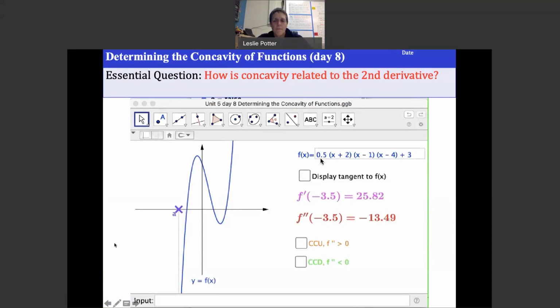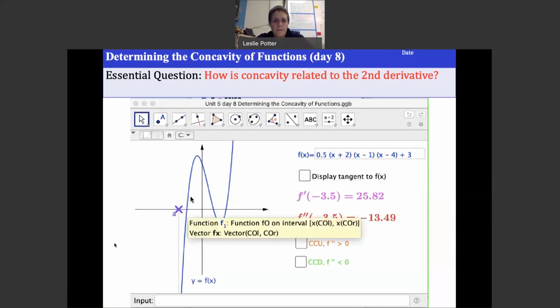Here's the polynomial. I've written it in factor form, and it's graphed right here on the coordinate plane. And we want to connect the idea of concavity with both the first and the second derivative values and what's happening with them. So let's first talk about concavity.